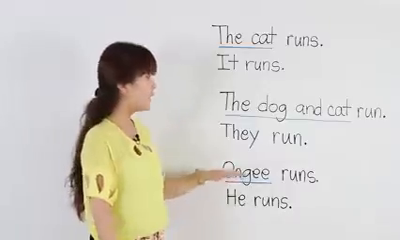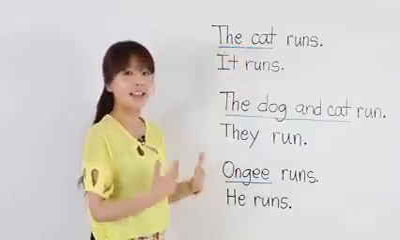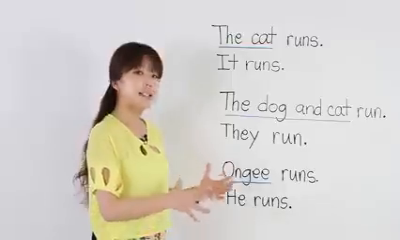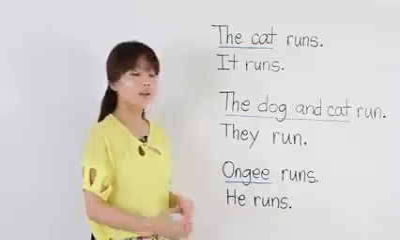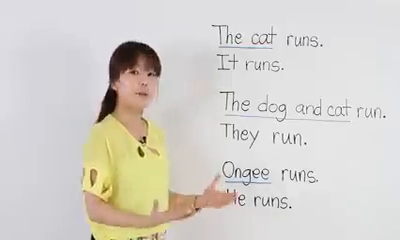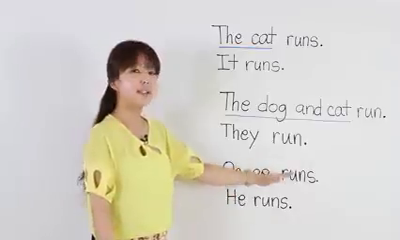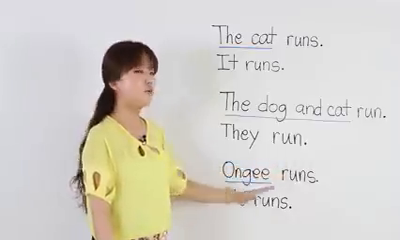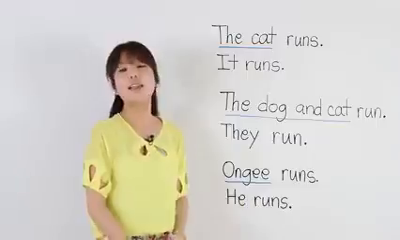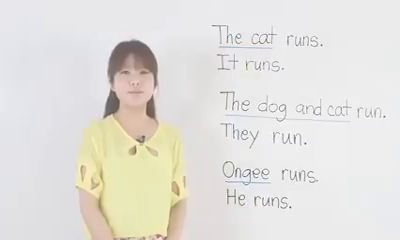Okay, Ongi is a cat. He's an animal, but he has a name. He's a boy cat. Okay, and I love him and he's like family. So Ongi runs, I can say he runs. Okay, let's move on to the next part.